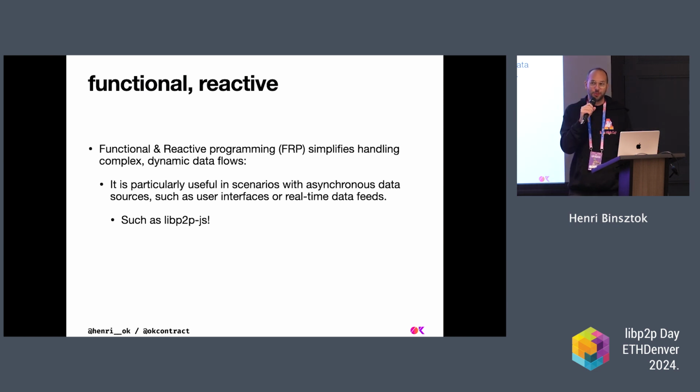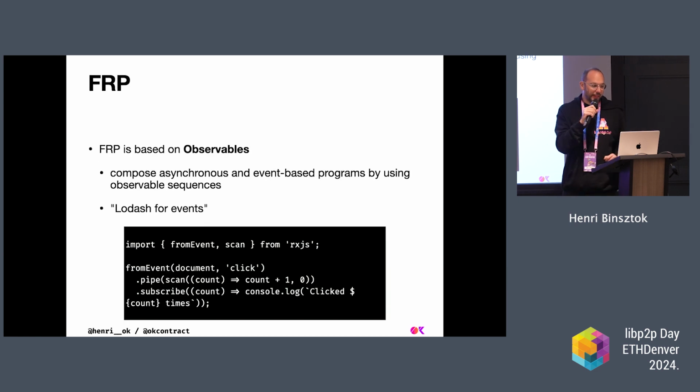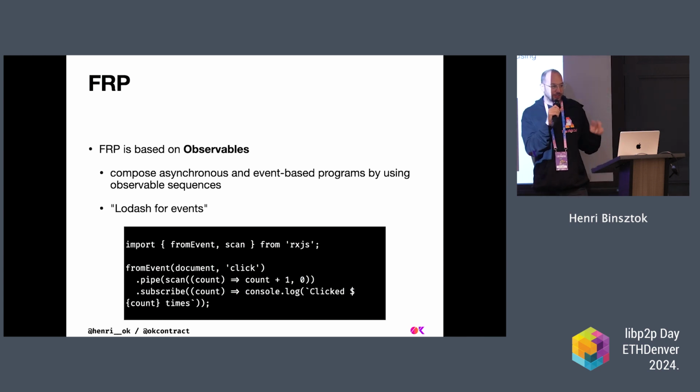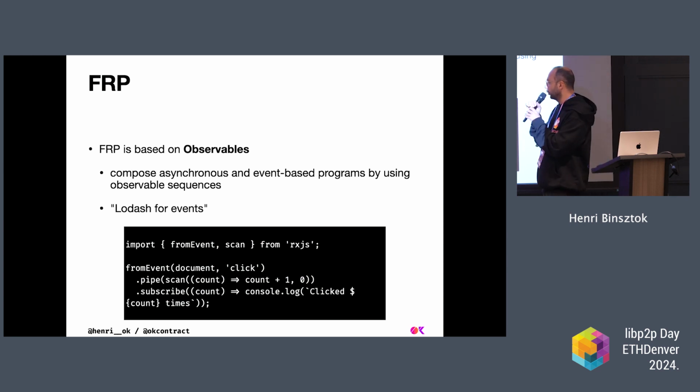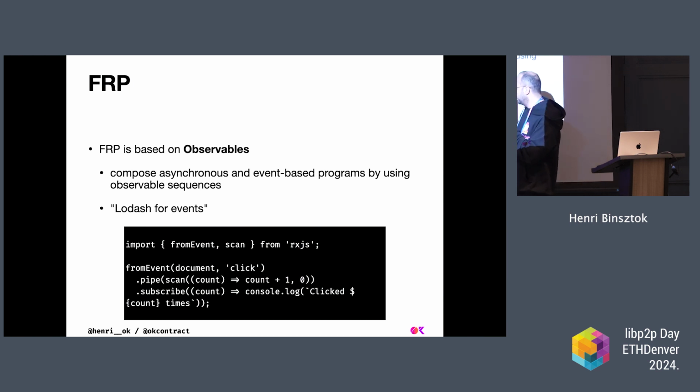And this applies to libp2p, of course. It's massively asynchronous. Every example is full of awaits. So FRP is based on observables, and they compose these asynchronous event-based programs by using observable sequences. So some say it's Lodash for events. And this is a very short example from RxJS, where you derive your events. And for instance, we're increasing a local definition of count. And then we subscribe to it, for instance, to do something.